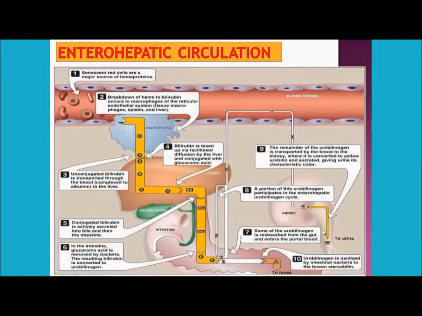You see here, the urobilin is coming out in the urine, giving the characteristic color of the urine, that is pale yellow. Moreover, the last step is that the urobilinogen is oxidized by the intestinal bacteria to a brown pigment known as stercobilin, and it comes out of the body along with the fecal matter. Thus the color of the stool is due to the stercobilin.